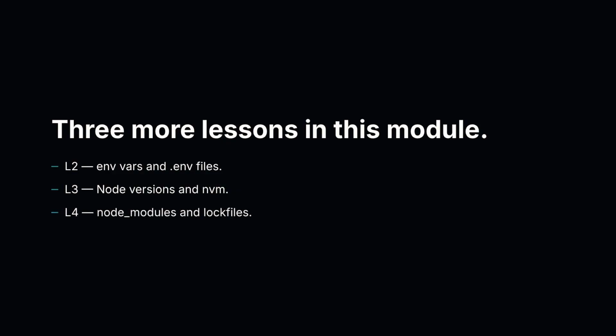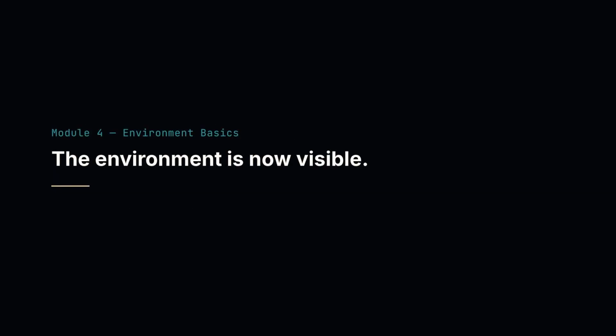So, three more lessons in this module: env vars and .env, Node versions, and NVM. Same theme, they make the environment visible. Up next are environment variables and the .env files.